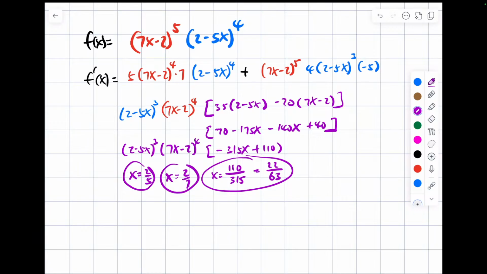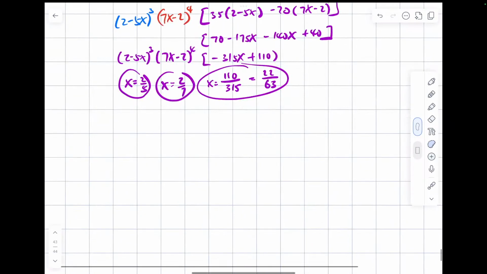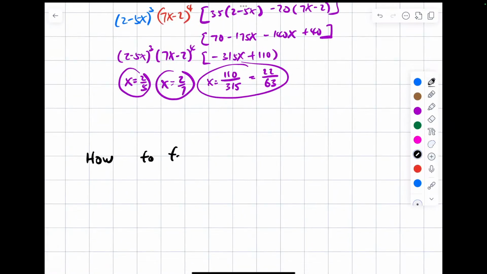The right answer? Yeah. That makes more sense. You guys should get the same thing: x equal to 2 over 5, x equal to 2 over 7, x equal to 110 over 315, which is equal to 22 over 63.